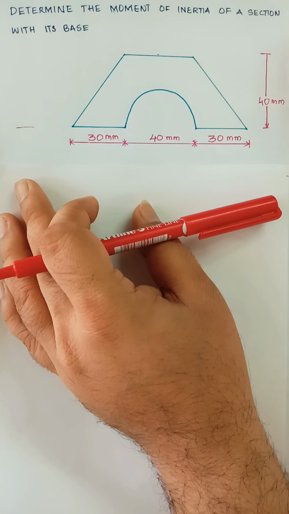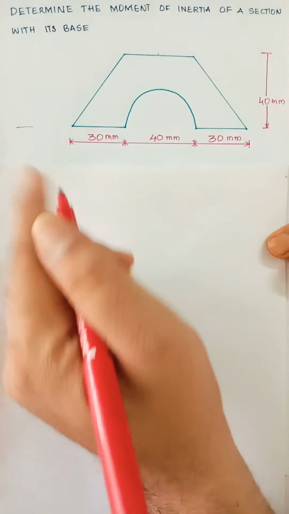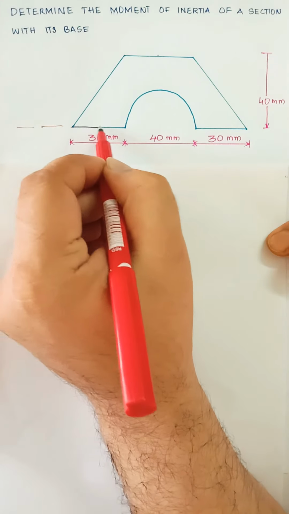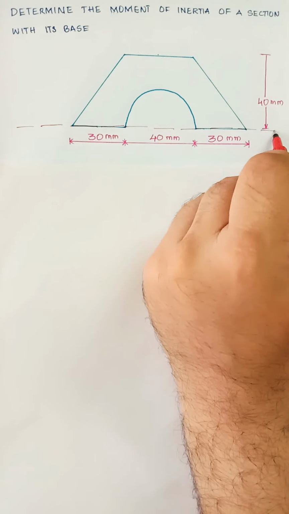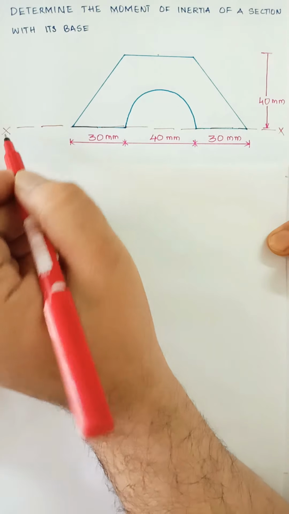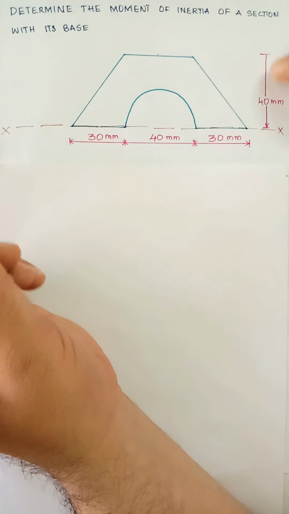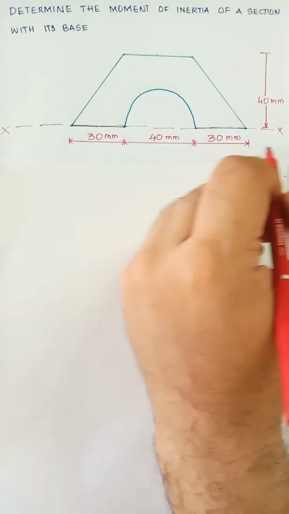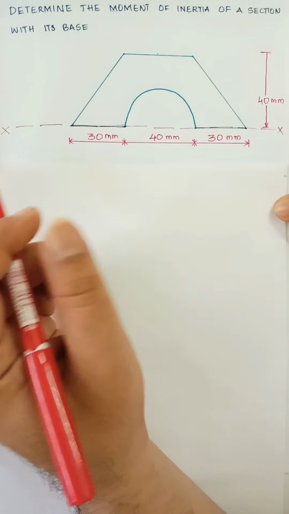We have to determine the moment of inertia of this particular section with respect to its base. So I'm just drawing a line over here, an axis, which simply represents the base of the section. I can take this as capital X and X. Now the height of the section is given as 40 millimeter. The total width of the section is 30 plus 40 plus 30, totally 100 millimeters.